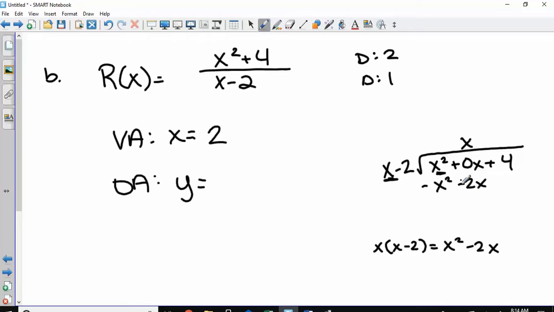Change our signs. Positive x squared and negative x squared cancel. 0x plus 2x is 2x. Almost done. Now we're back to divide. What is 2x divided by x? 2. So our oblique is y equals x plus 2. That's all you need. You don't have to finish the division.